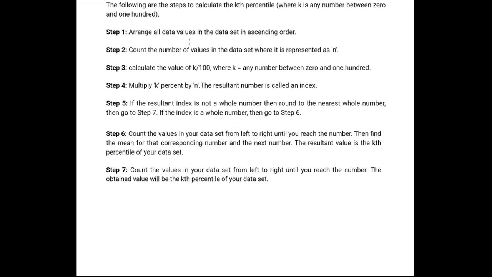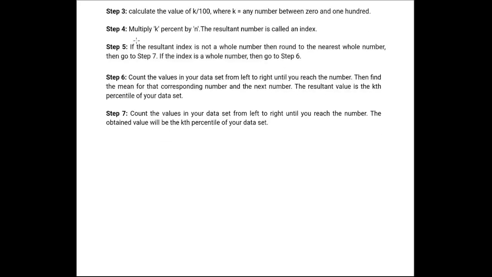Step 1. Arrange all data values in the dataset in ascending order. Step 2. Count the number of values in the dataset, represented as n. Step 3. Calculate the value of k divided by 100, where k is any number between 0 and 100. Step 4. Multiply k% by n. The resultant number is called an index. If the resultant index is not a whole number, then round to the nearest whole number, then go to step 7. If the index is a whole number, then go to step 6.